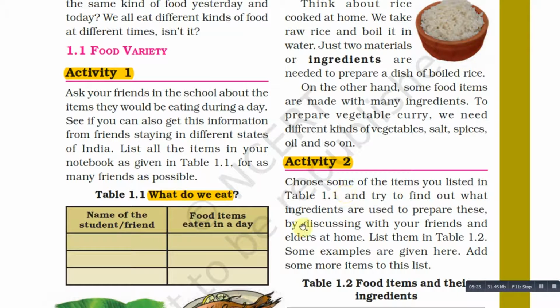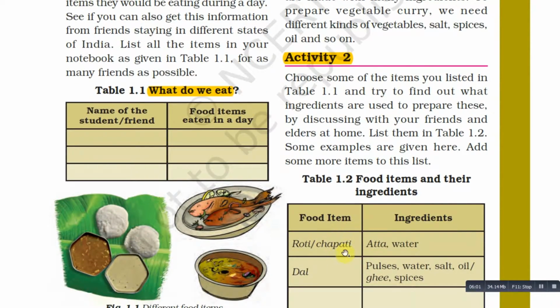So what is this activity 2? Choose some of the items you have listed in table 1.1 and try to find out what ingredients are used to prepare them. Suppose you have rice. What ingredients are there to prepare rice? First, you need only raw rice and water. That's it. For different food items, different ingredients are there. So you have to discuss with your friends and elders at home, and list them in table 1.2. So this is your table 1.2.